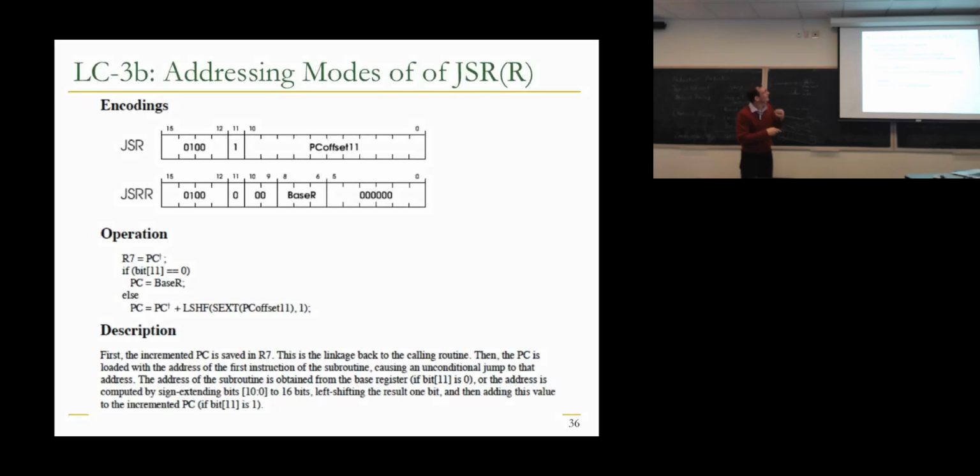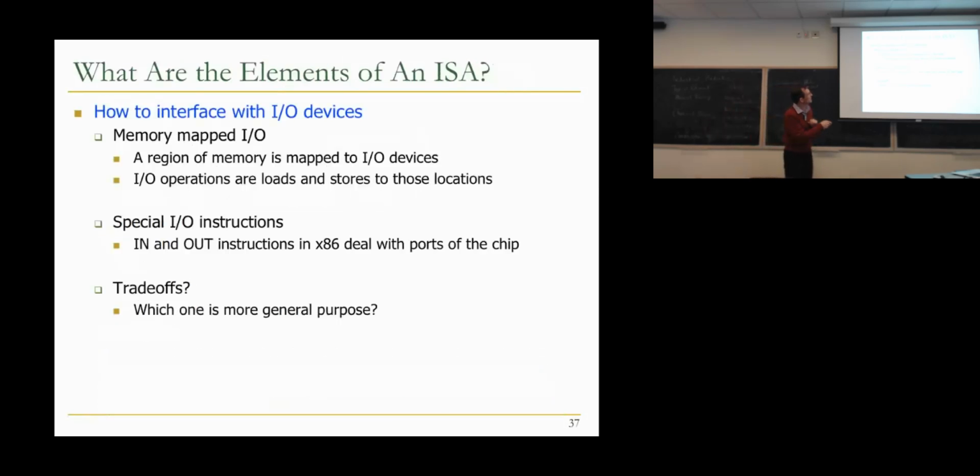OK. So how to interface with I/O devices is another element of an ISA. And we're not going to cover that as much in this course, but this is also important. How do you do I/O? Input, output. You could have special I/O instructions. For example, in x86, you have in and out instructions that deal with ports of the chip directly. Or you could do memory mapped I/O, which most processors today do. Right? You could map a region of memory to the I/O devices and treat the I/O device just like memory. You do loads and stores to the I/O device. And we will see this in the LC3B ISA a little bit.